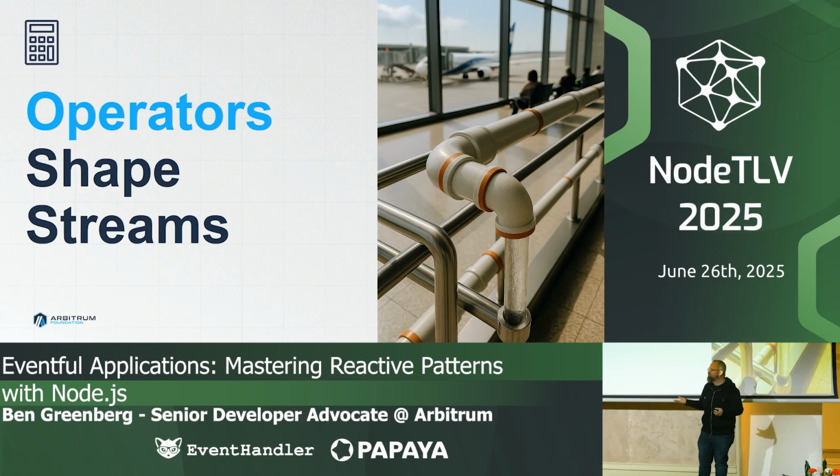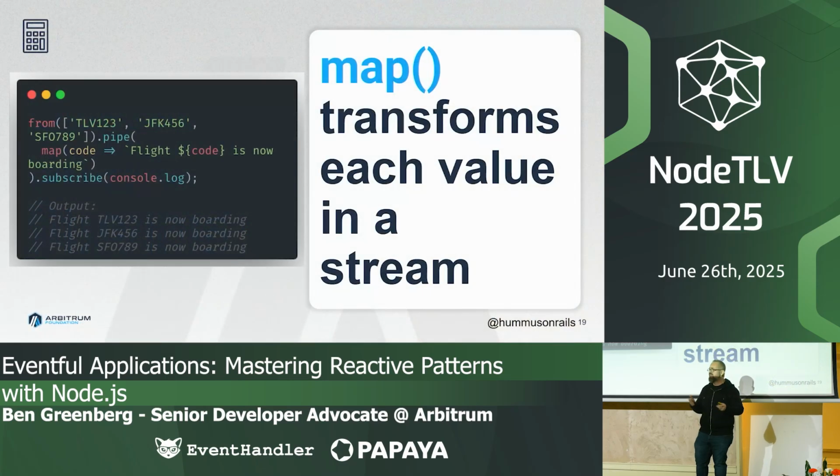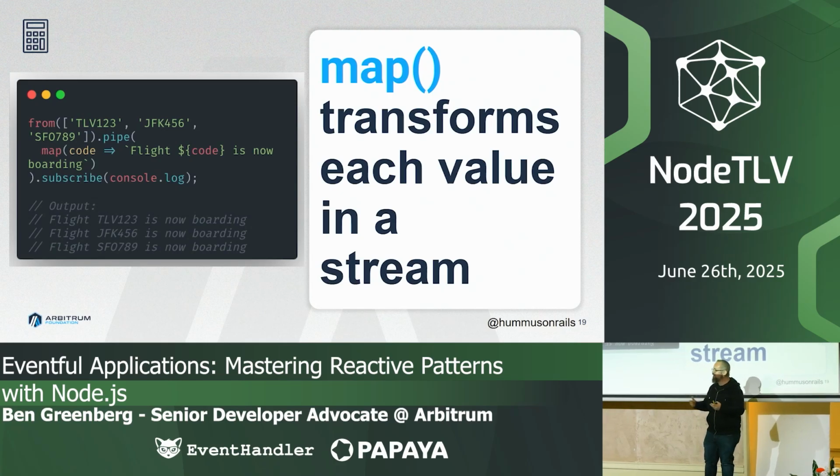So what are those operators? Well, first of all, there's map. Who's ever used map in anything? Every hand should raise. Every hand! Map allows you, of course, to transform each value in a function. So for example, let's say you're taking in a data stream of flights coming through Ben Gurion Airport, and you want to map them into a concatenated string. That's exactly what map would do for you. It would take them and put them into a string concatenation.